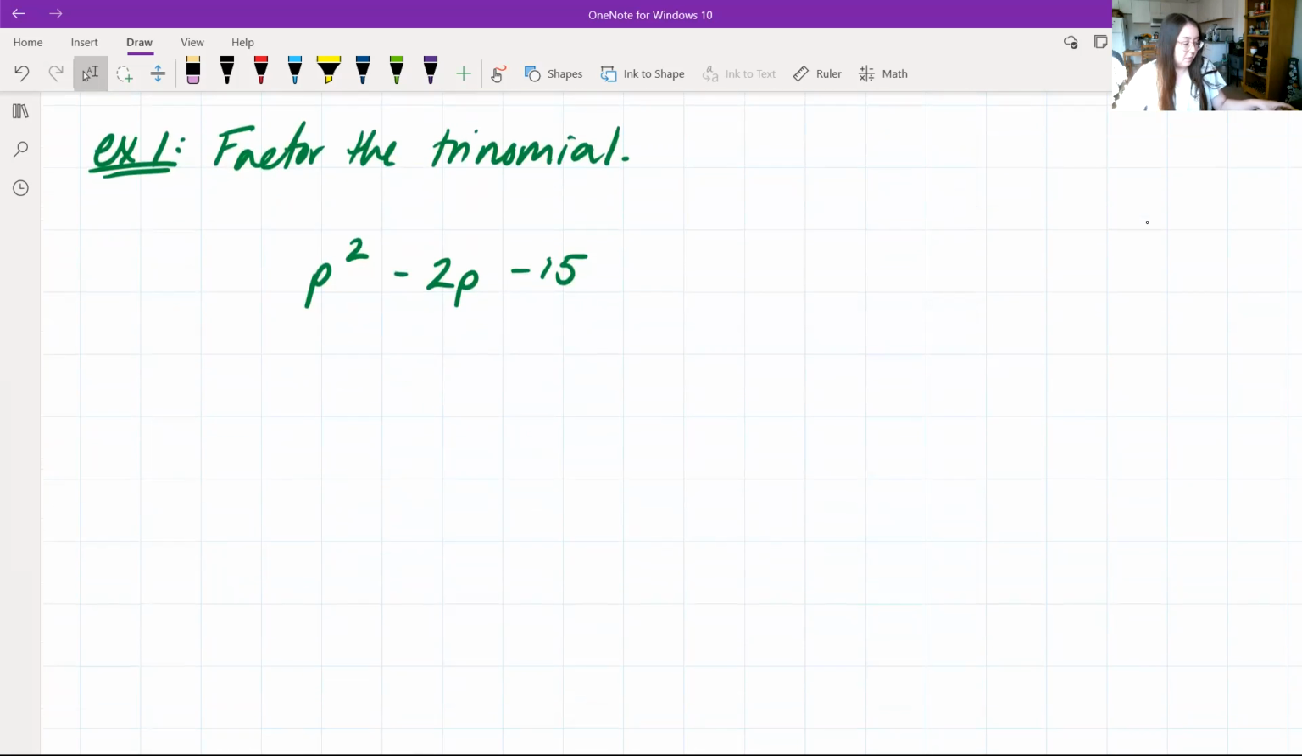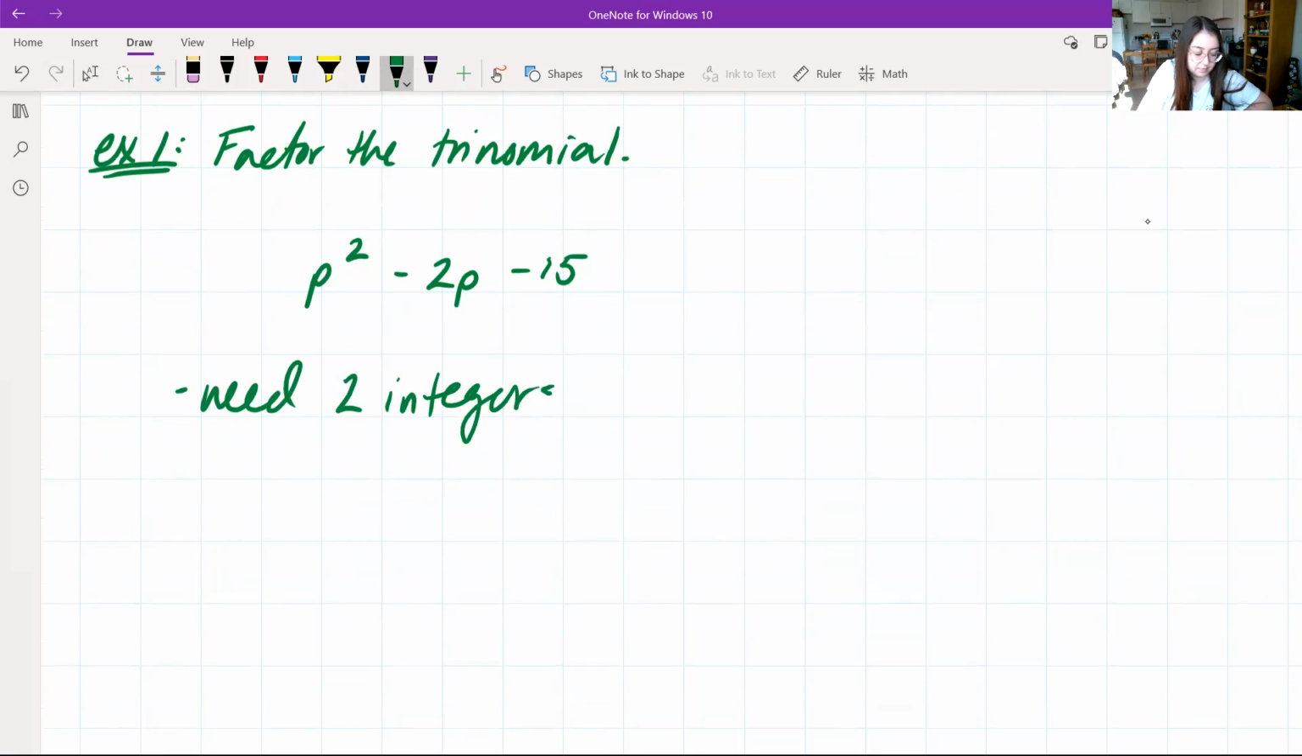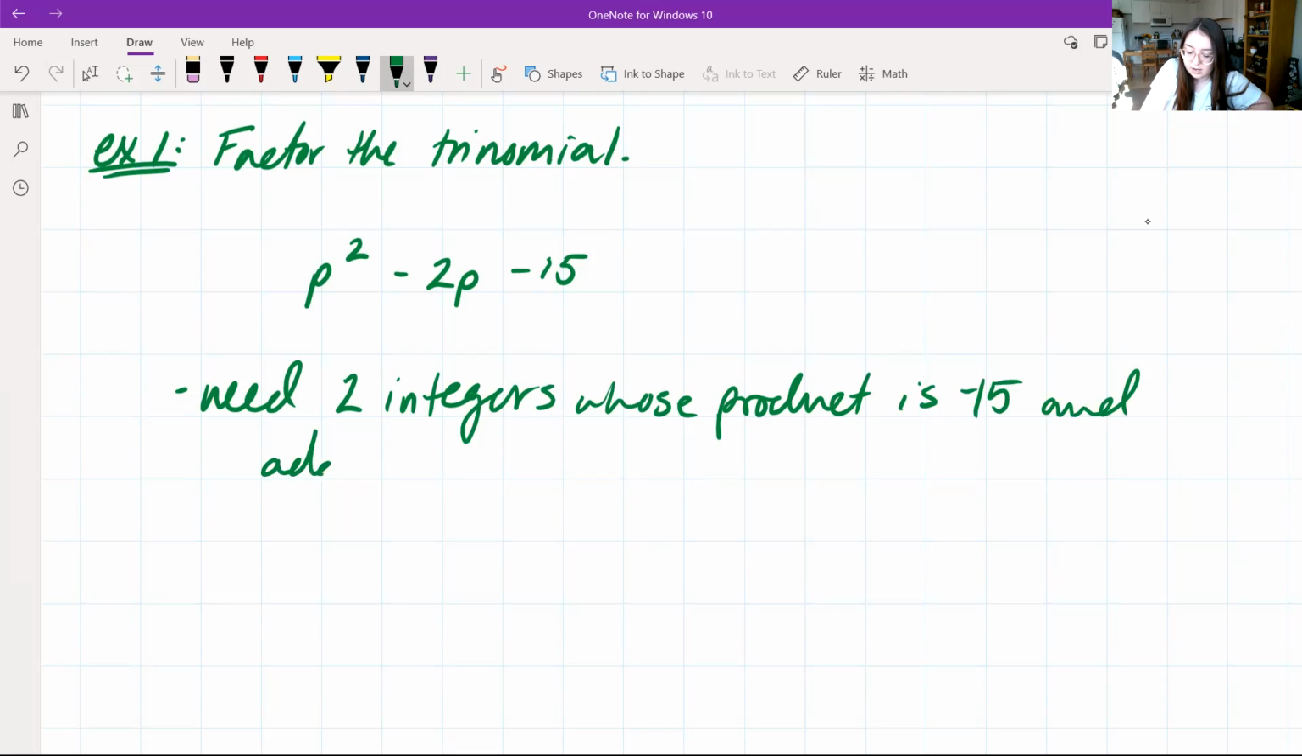So we'll do an example. We want to factor our trinomial. So we have p squared minus 2p minus 15. So let's make some notes real quick. So we need two integers whose product is negative 15 and add to negative 2.